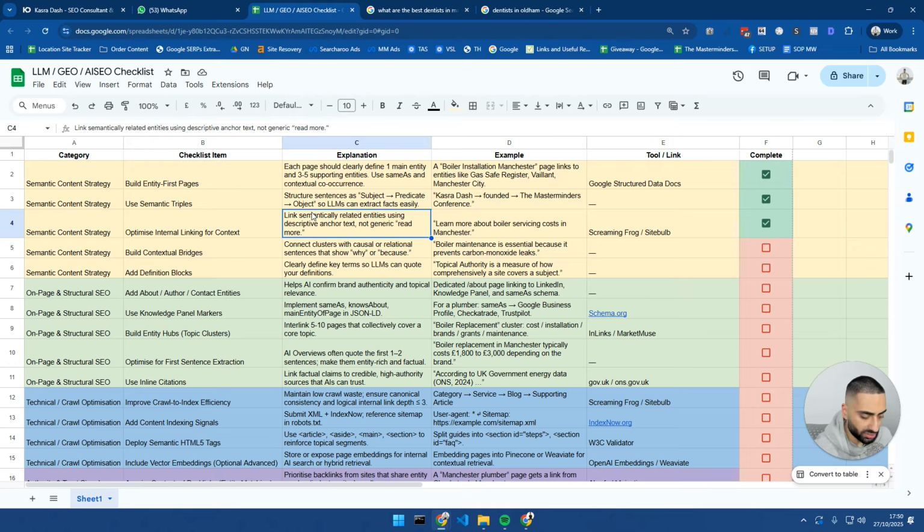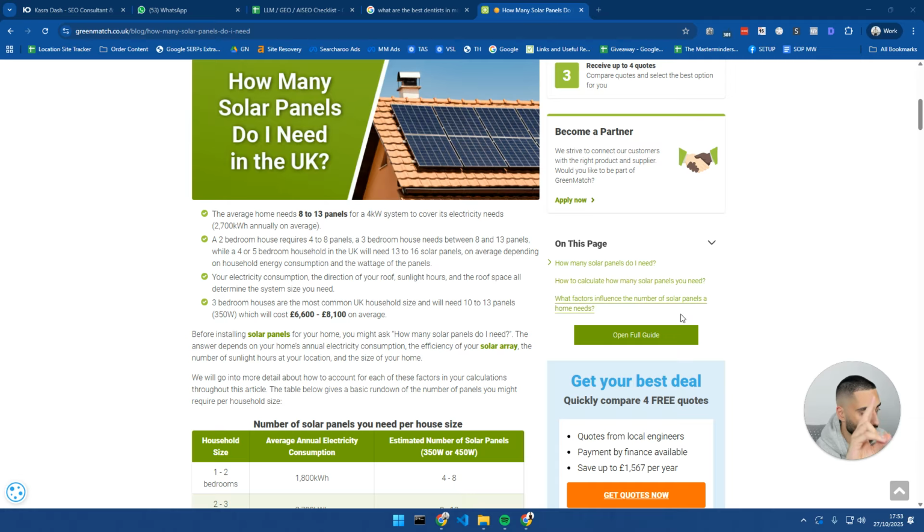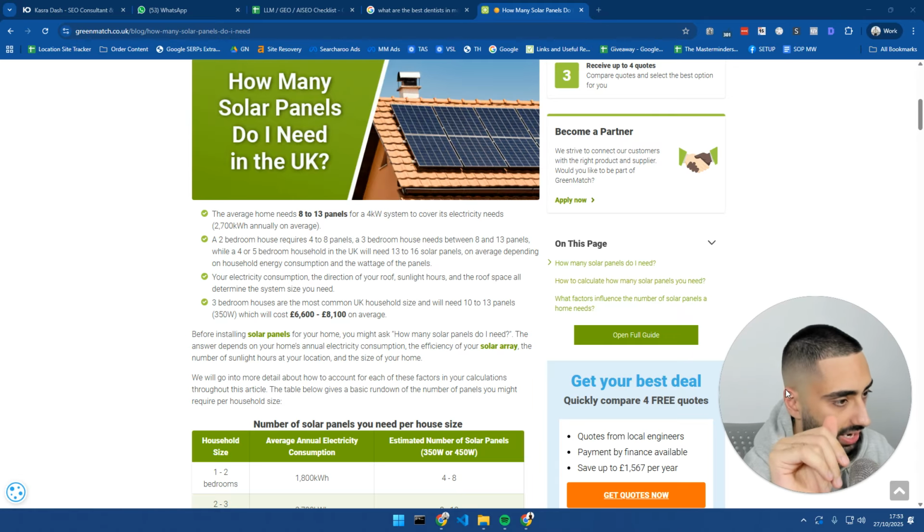One thing that I would say is do not use generic anchors. Try to be as descriptive as you possibly can. Don't use anchors when it comes to your internal linking, like "read more", for example. So if we take a look at this article here, this has actually got two really good examples that I wanted to show you guys.